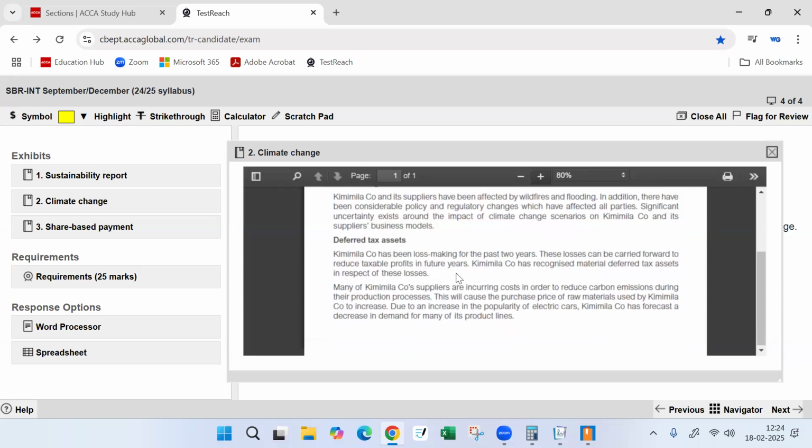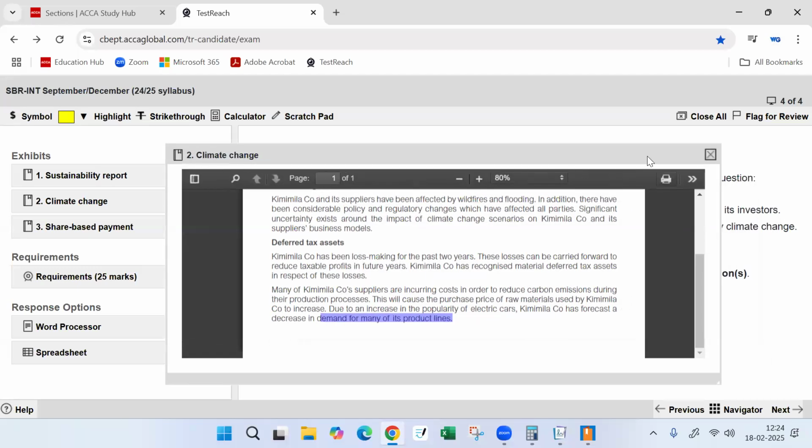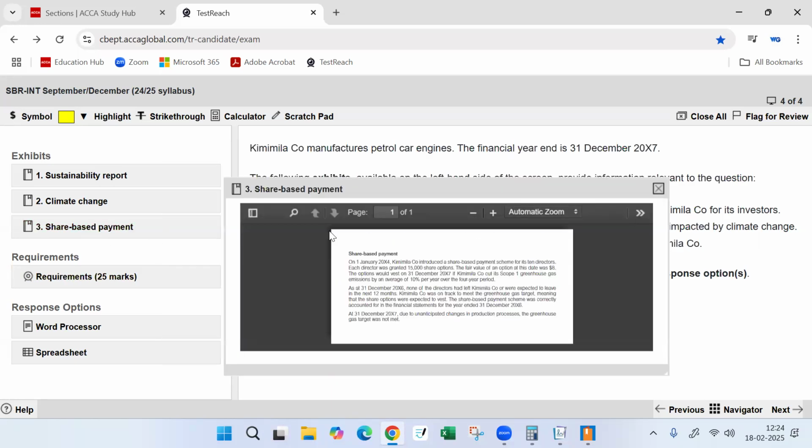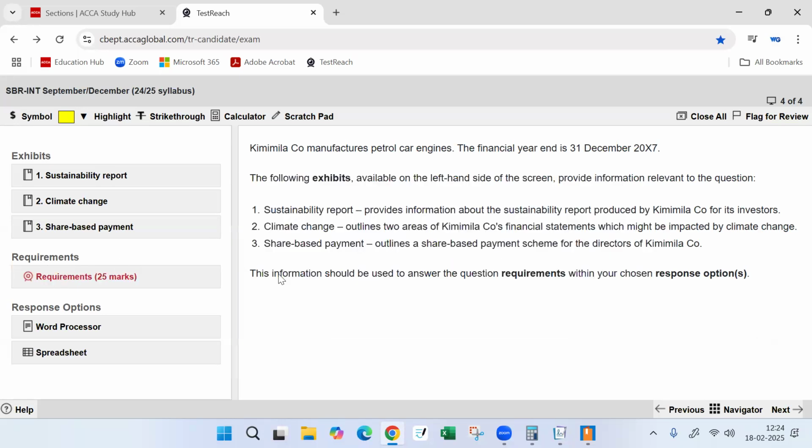Deferred tax. Camilla has been making losses for the past 2 years. The losses can be carried forward to reduce future tax. Camilla has recognized material deferred tax assets. Many of Camilla's suppliers are incurring costs in order to reduce carbon emissions in their production process. This will cause the purchase cost of raw materials used by Camilla to increase. Due to an increase in popularity of electric cars, Camilla has a forecast decrease in demand of many of its product lines. Do you understand? And then, yeah, I think this should be fine for the time being.